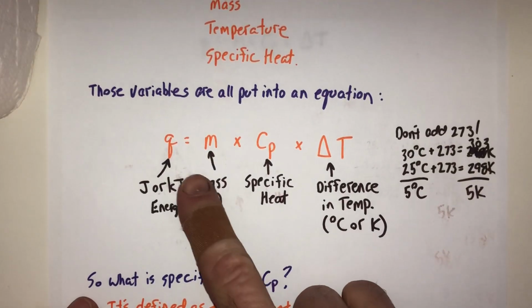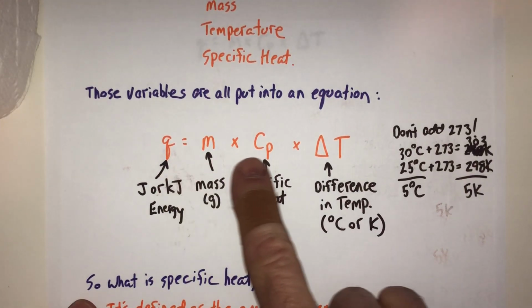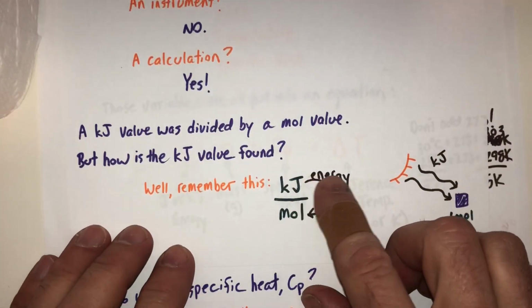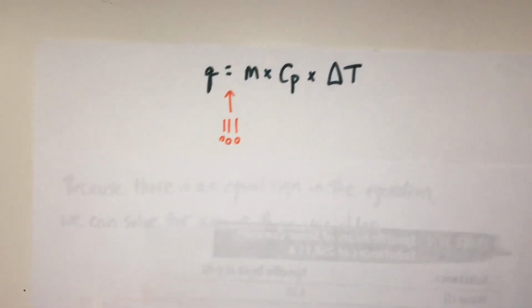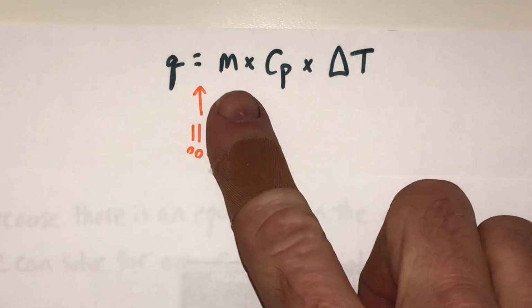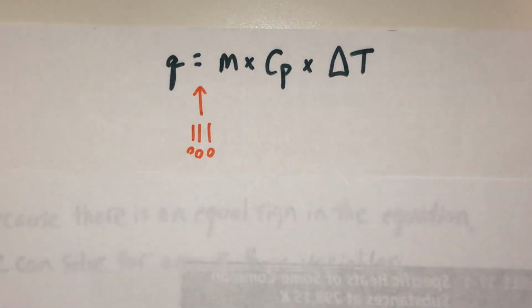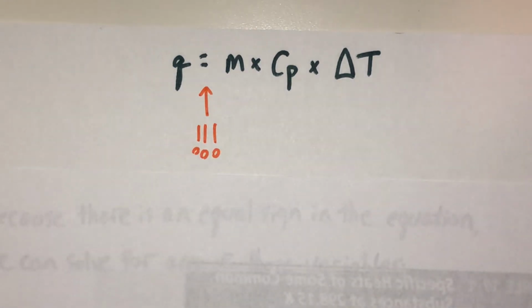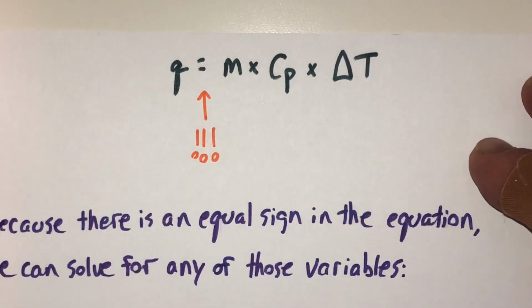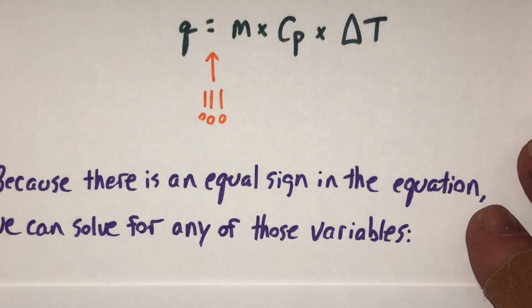Hey, welcome back to our discussion on thermochemistry and specific heat. Remember in the last video we learned that when we solve for Q using these three variables, we are solving for the amount of energy in molar heat. But since there is an equal sign in this equation, we could technically solve for any one of these variables if they're missing. If we're given 3 of the 4 variables, we can use algebra and solve for the missing variable, because there's an equal sign.